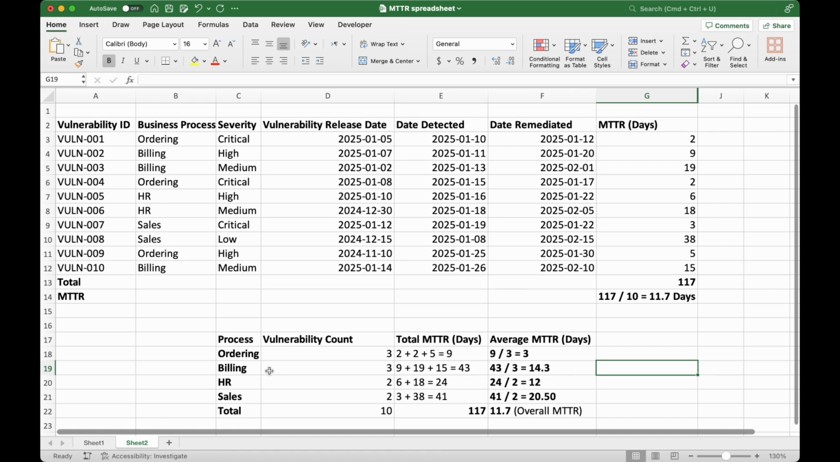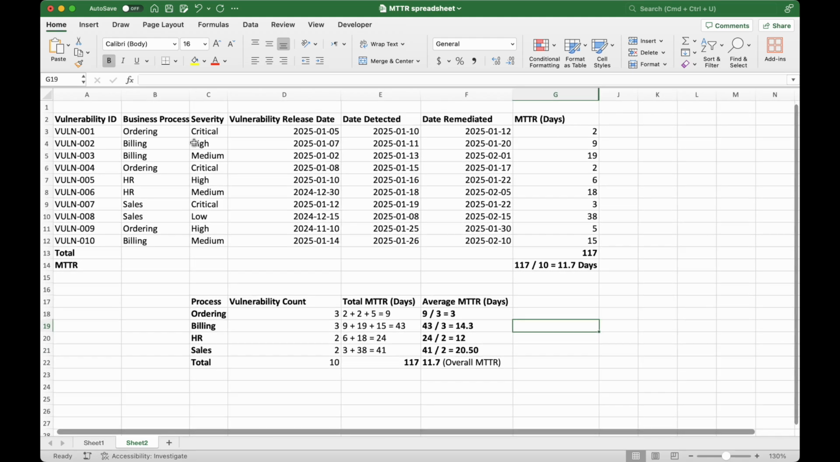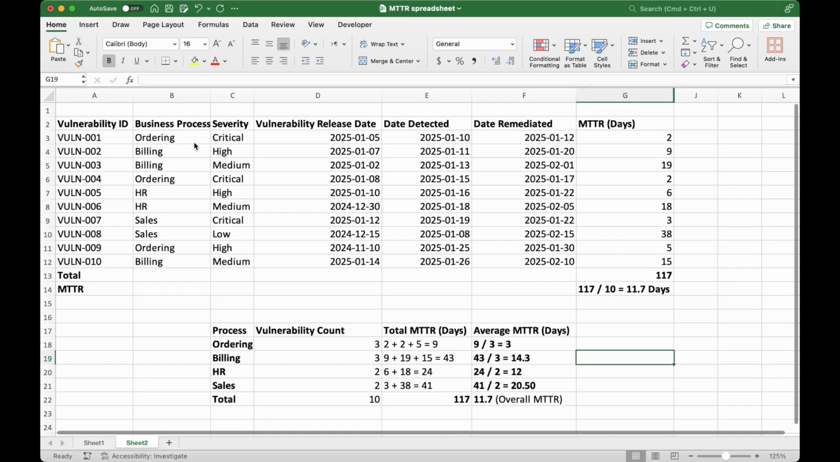It is the exact same chart. I've just added a new column in here related to business process. And all I wanted to highlight out here is that we have 4 different processes. I put in ordering, I've got billing, pardon me, I just zoomed out. I have HR and sales. So if we want to take a look across the different business processes, that also can reveal some interesting highlights.